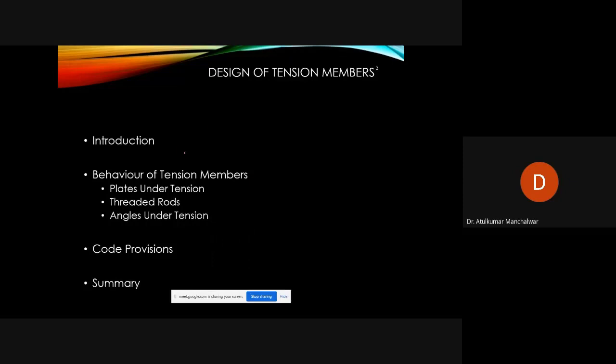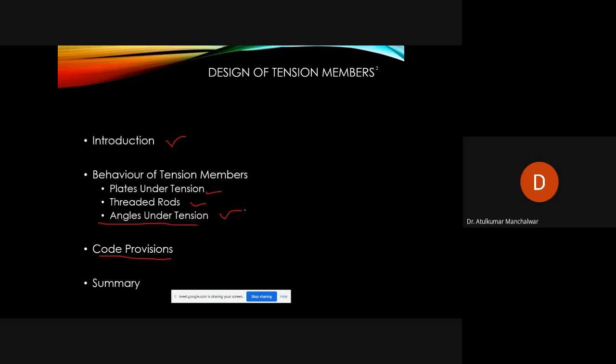So in this part, we will see what is the tension member, the introduction, the behavior of tension member under detention, plate, thread rods, angle under detention, which type of sections we can use in the section, and codal provisions for the tension member. Okay, which is the important part.